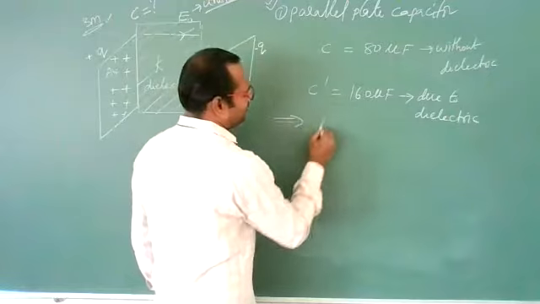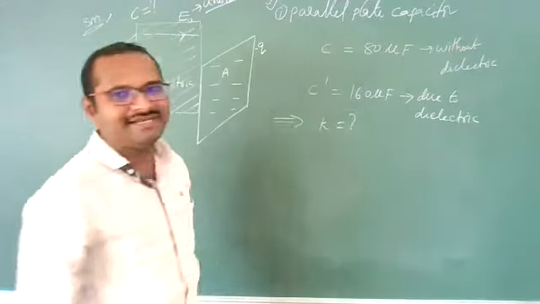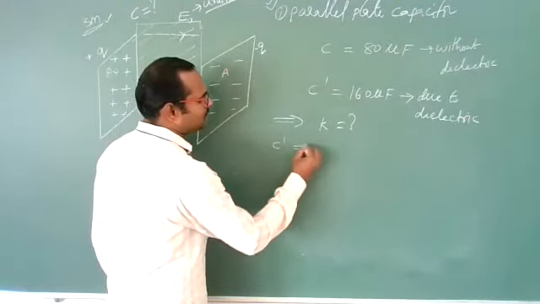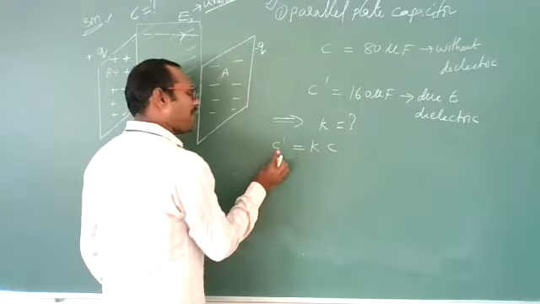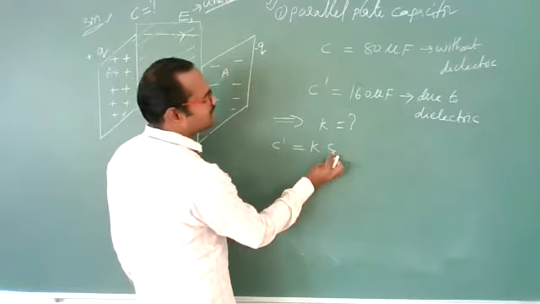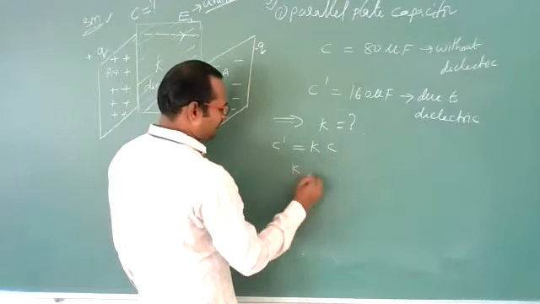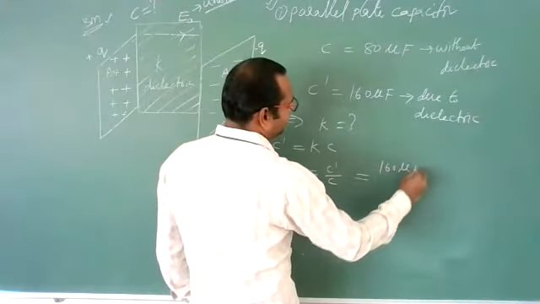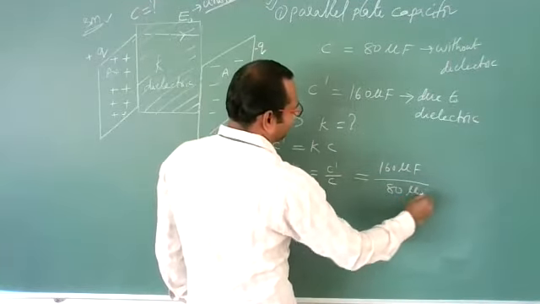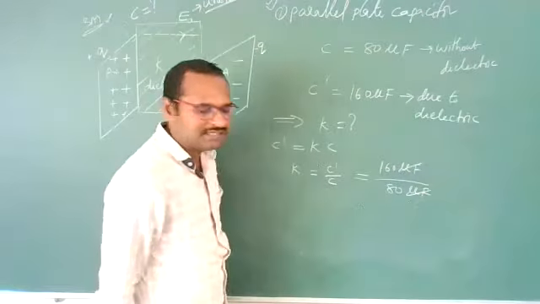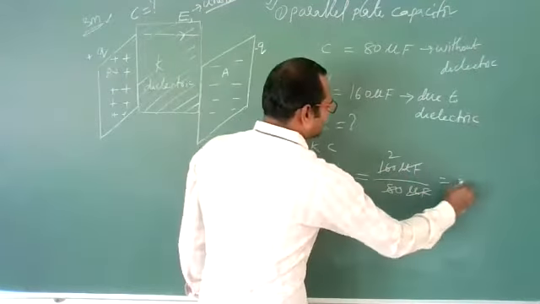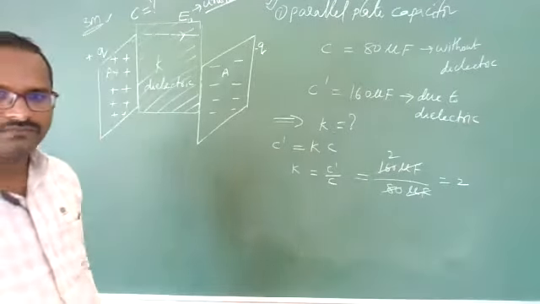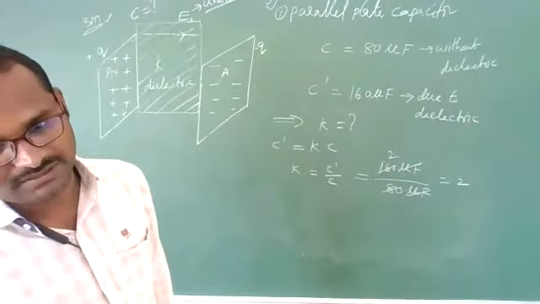Then what will be the dielectric constant of that material? Can you find? Just now I told you C dash is equal to K times C. C dash is the capacitance with dielectric. C is the capacitance without dielectric. So K can be written as C dash by C. Objective problem. C dash is 120 microfarad divided by C, which is 80 microfarad. So microfarad gets cancelled. Dielectric constant is 2. You can get it like this. Very simple. You must remember this.